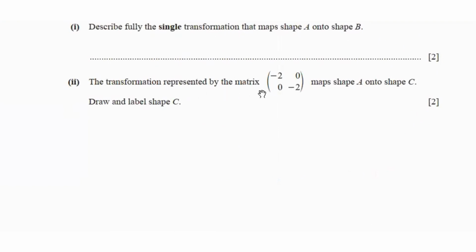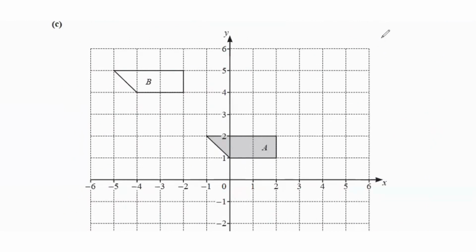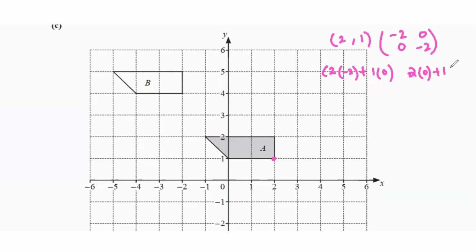The transformation represented by the matrix negative 2, 0, 0, negative 2 maps shape A onto shape C. Draw and label shape C. What we will do is multiply each of the coordinates by this matrix. So A over here, let's say that's 2, 1. So we do 2 times negative 2 plus 1 times 0, 2 times 0 plus 1 times negative 2. That is going to give us negative 4 and negative 2. So that's one pair.